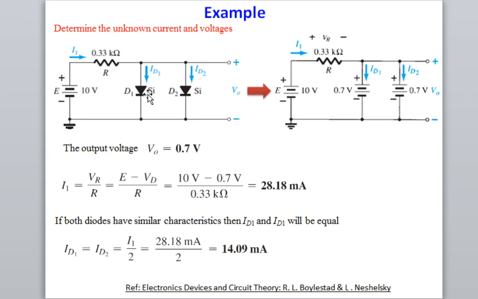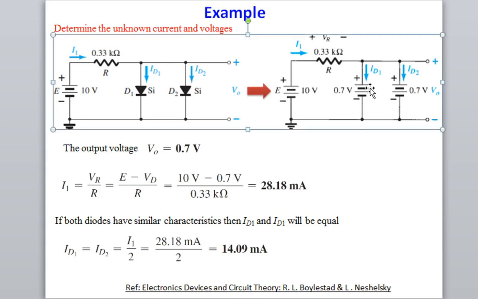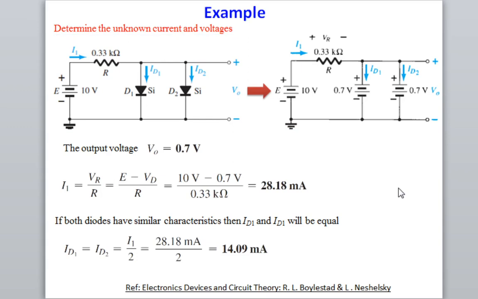If you draw the equivalent circuit, this is the 10 volt battery, 0.33 kilo ohm, diode D1 replaced with a 0.7 volt battery, D2 replaced with 0.7 volt, and then the currents ID1, ID2 and I. After replacing with this equivalent circuit, without solving, just by watching the circuit, you can say that the output voltage will be equal to 0.7 volt. Why have I written 0.7 volt? Because, as I stated earlier, a parallel combination of circuit must have the same voltage.